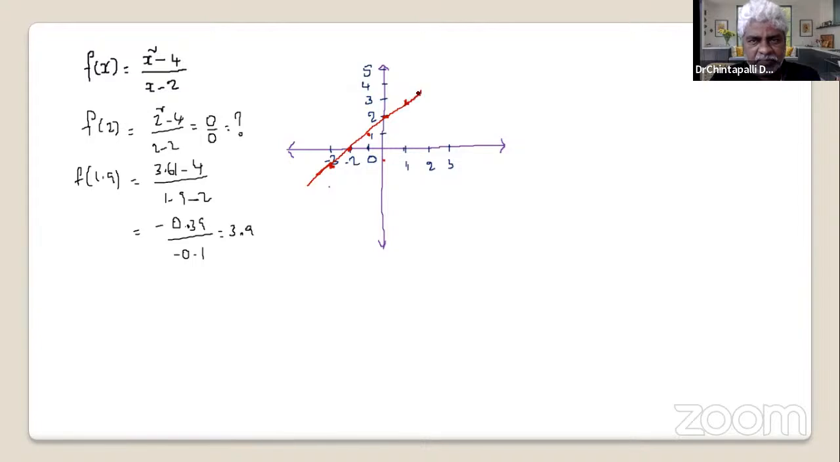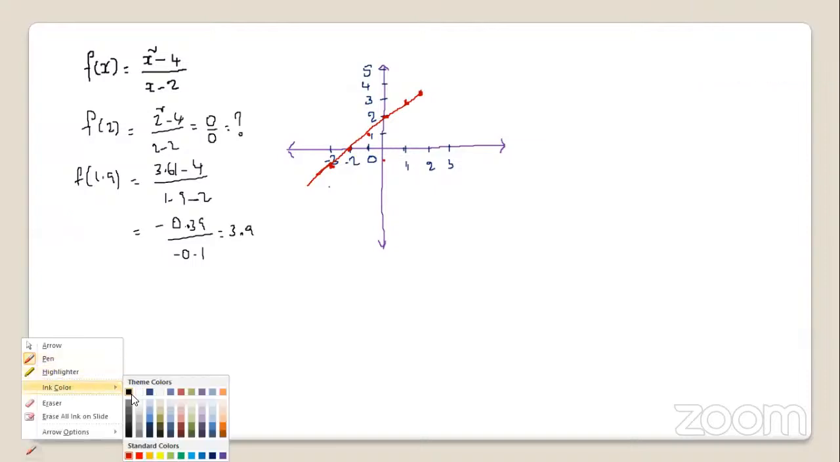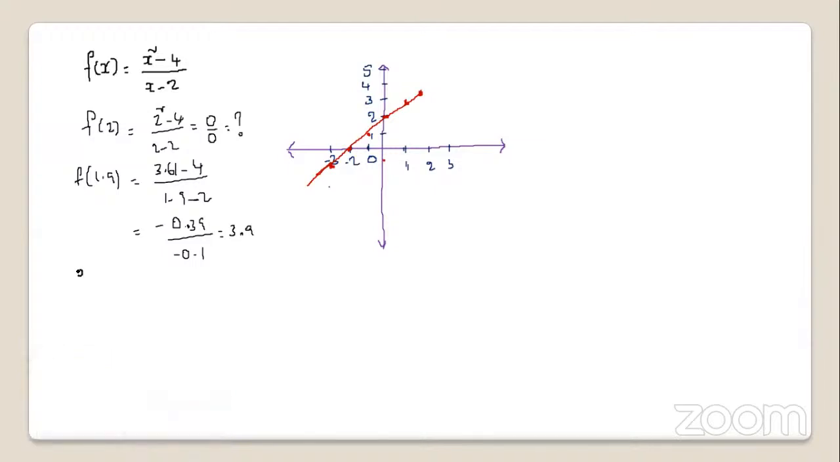It is possible even for 1.9. It's possible even for 1.99, 1.999, but not possible for 2. Now, what about f of 2.1?